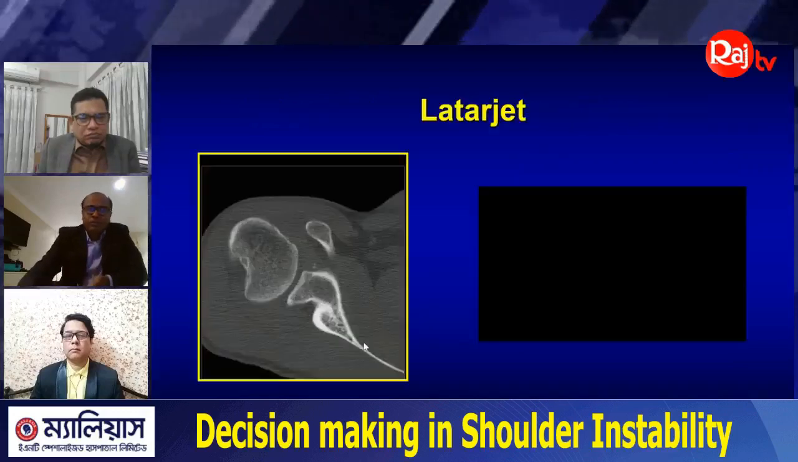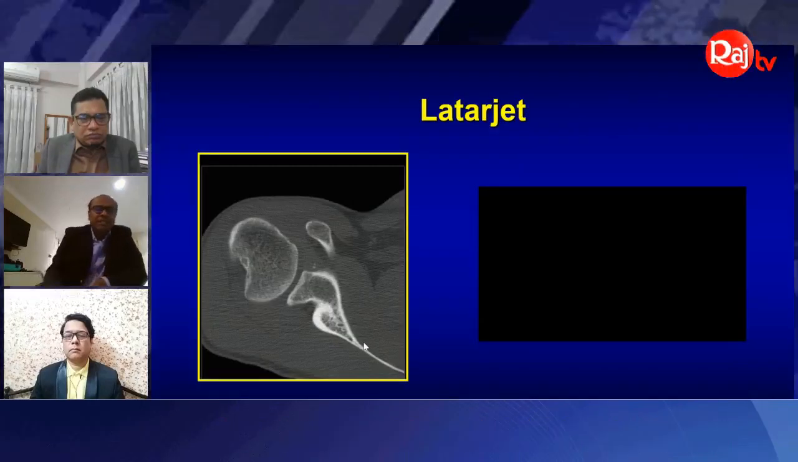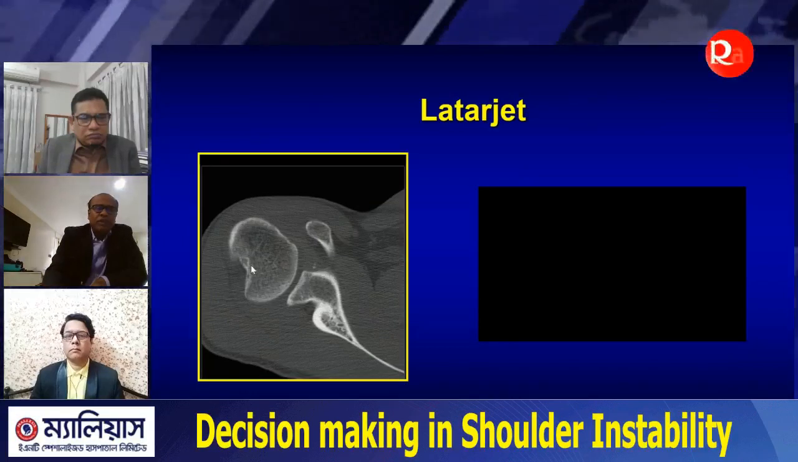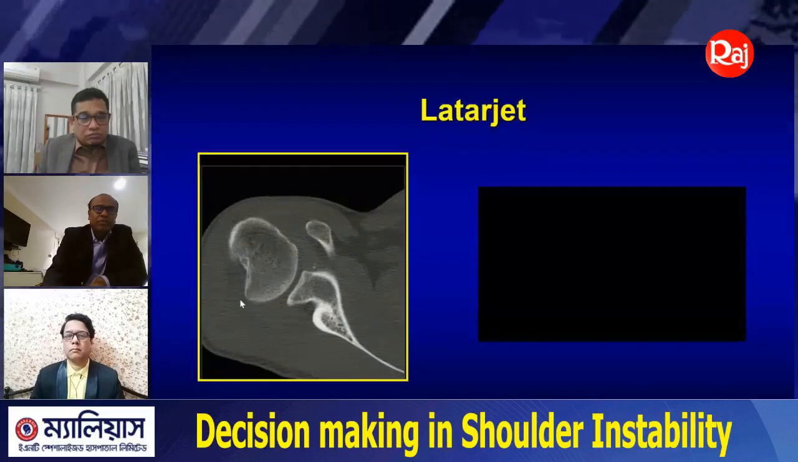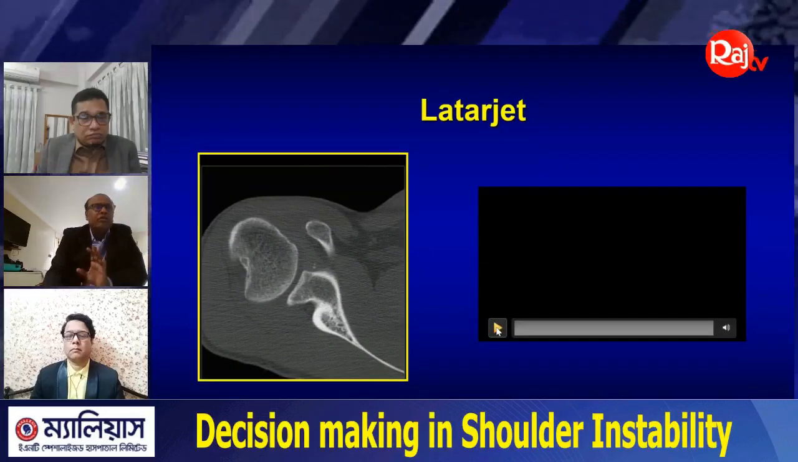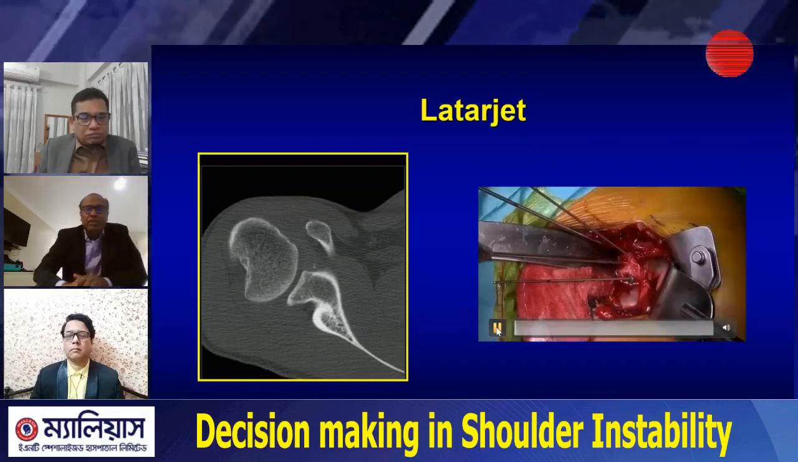So you can see here in this patient the humeral head defect, and you can see the glenoid defect. The humeral defect was around 25%, the glenoid bone defect was around 20-25%. So these are the ideal cases for the Latarjet procedure.